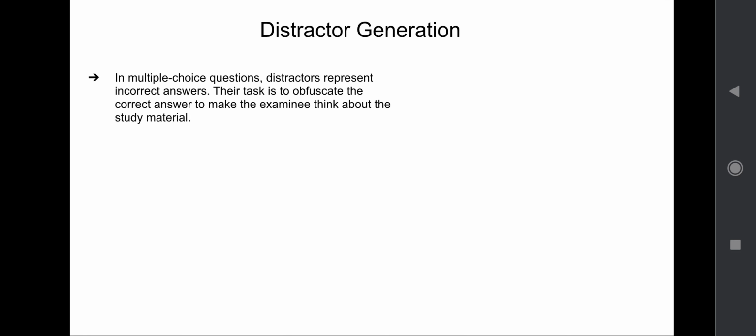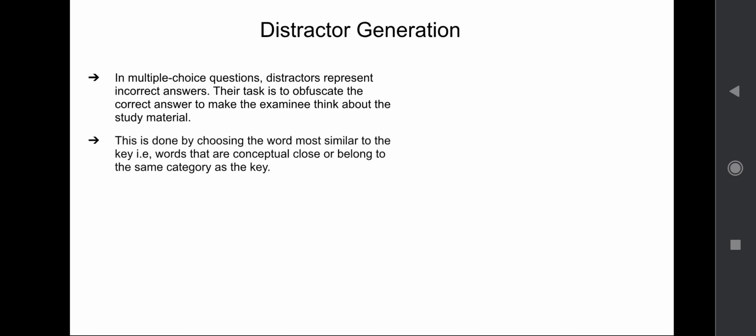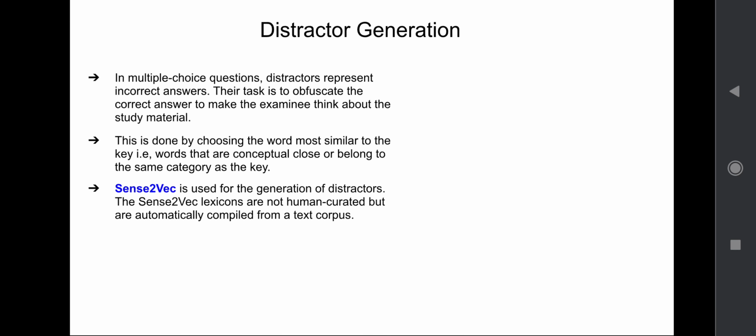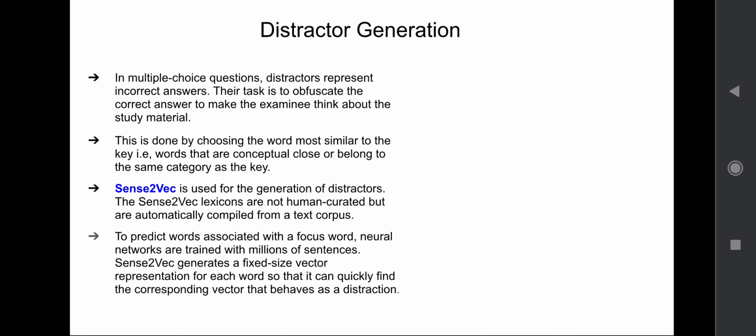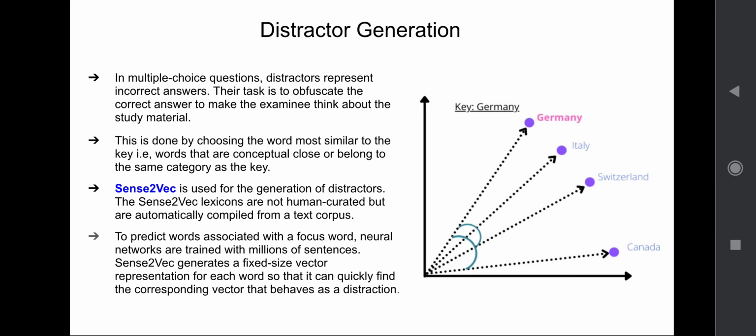A distractor generation. In multiple choice questions, distractors represent incorrect answers. The task is to obfuscate the correct answer to make the examinee think about the study material. This is done by choosing the word most similar to the key, that is, the words that are conceptually close or belong to the same category as the key. SYNCQG is used for the generation of distractors. And to predict words associated with the focus word, neural networks are trained with millions of sentences. SYNCQG generates a fixed-size vector representation for each word so that it can quickly find the corresponding vector that behaves as a distraction. Here's an illustration of how SYNCQG finds how close a word is to the key so it can act as a distractor.